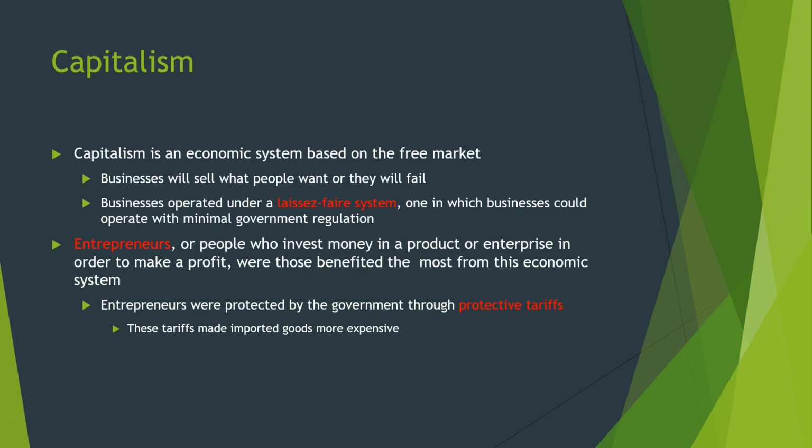Entrepreneurs were protected by the government through what were known as protective tariffs. What these protective tariffs did is make it more expensive to import goods from outside countries. If outside countries had to pay a tariff to bring their goods in, they had to sell their goods at a higher rate, which means that most of the time it became cheaper to buy a domestic good, or a good made in the United States.